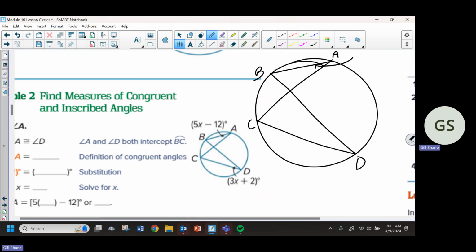Yes, you do. What's A? What is that thing called? There's a reason why. A is a what? Look like that.